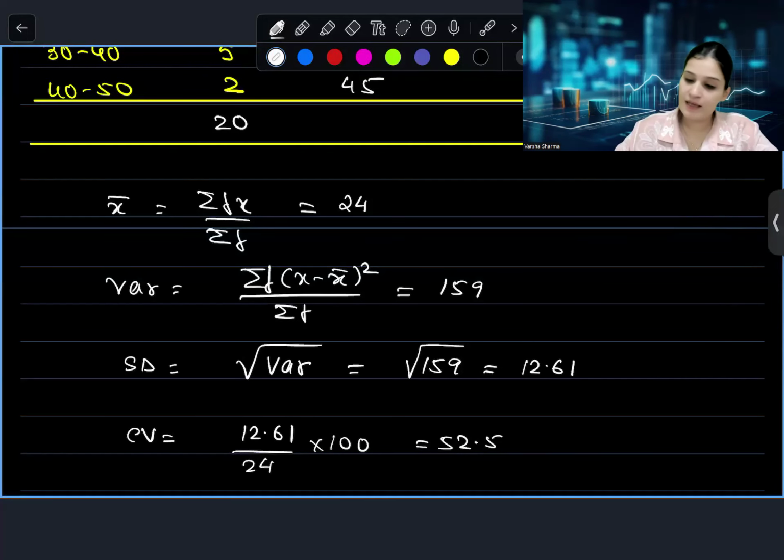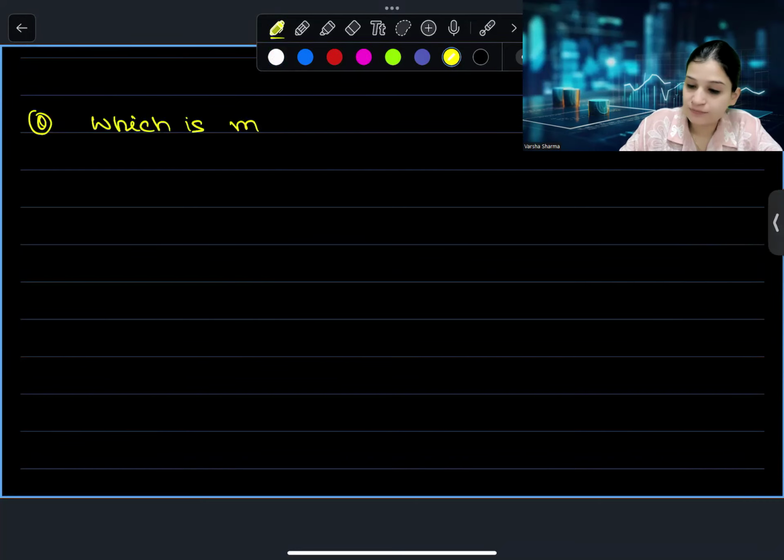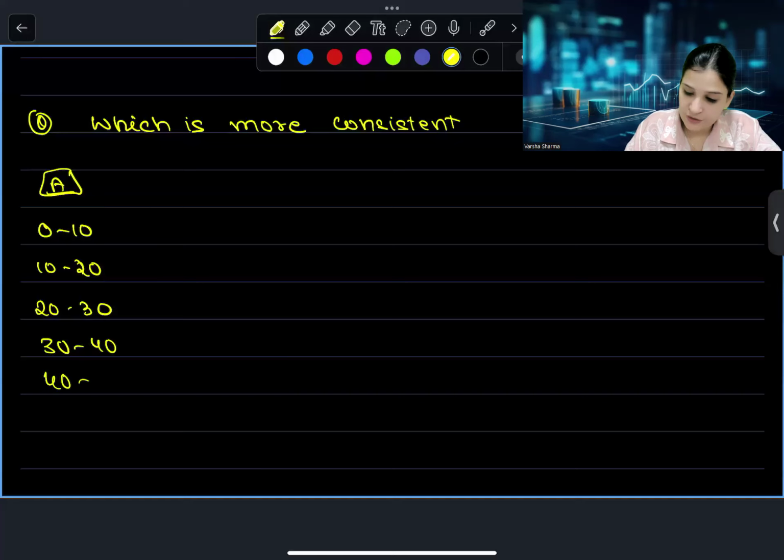Then find out which is more consistent. First, series A: 0 to 10, 10 to 20, 20 to 30, 30 to 40, 40 to 50, 50 to 60, 60 to 70.